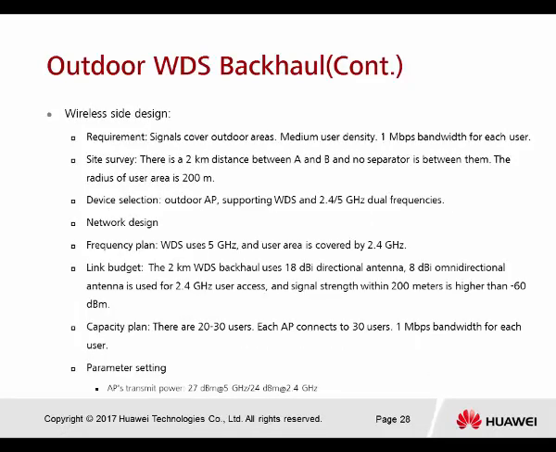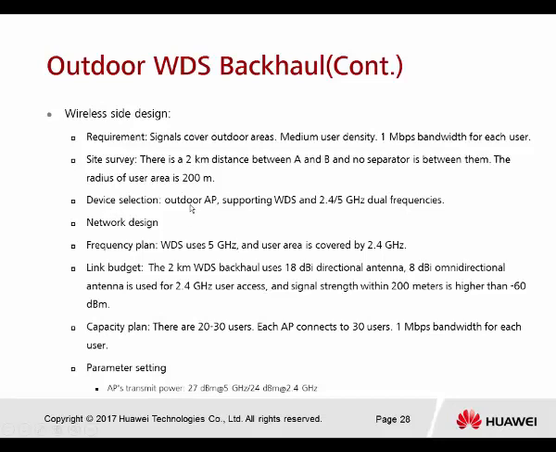So let's look at the requirement. Signal cover outdoor area, medium user density, 1 Mbps bandwidth for each user. After doing a site survey, there is a 2 kilometer distance between A and B, and no separator between them. When we're doing WDS, one thing we need to look at is the Fresnel Zone. If you still remember the Fresnel Zone, we need to make sure the connection between the two APs has no obstacle, building or tree blocking in between. If anything is blocking in the middle, there will be interference, or it may block our signal connection.